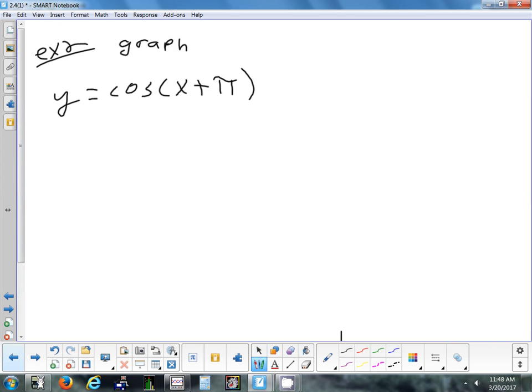All right, let's try this one. So this time I'm using the cosine function. So you want to be very careful. You start with the cosine table.